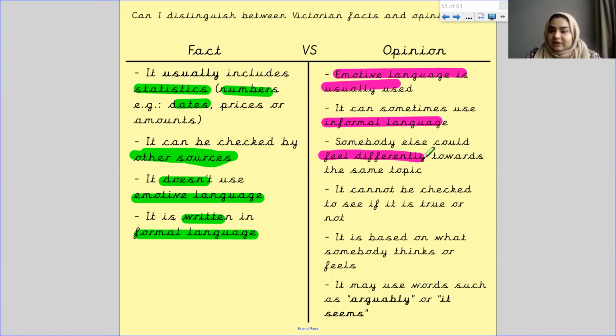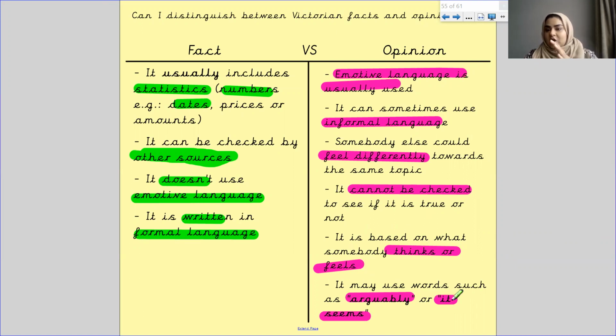Someone can feel differently about it. It can't be checked. It is based on how someone thinks or feels, and you use the words arguably and it seems. And those words basically give an opposing opinion, okay? Or, arguably basically means an opinion that you have. So you're trying to make someone feel your opinion.